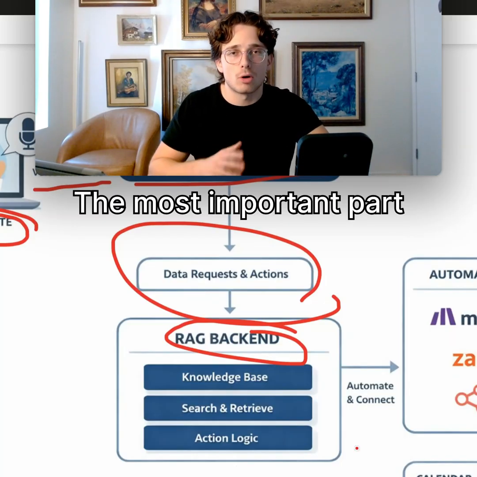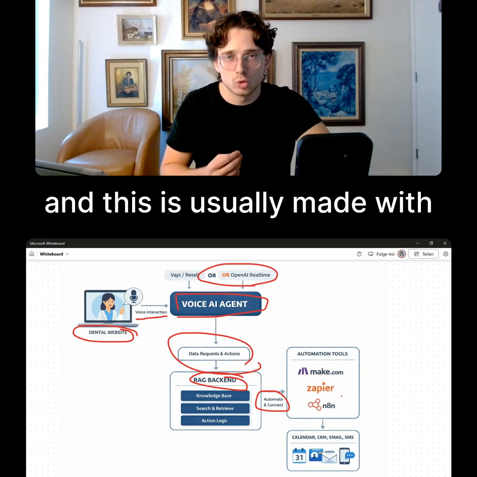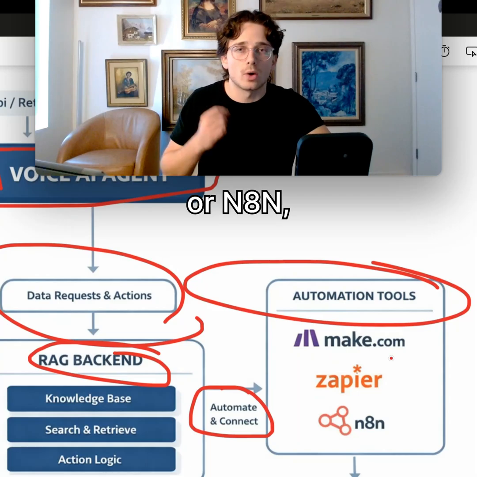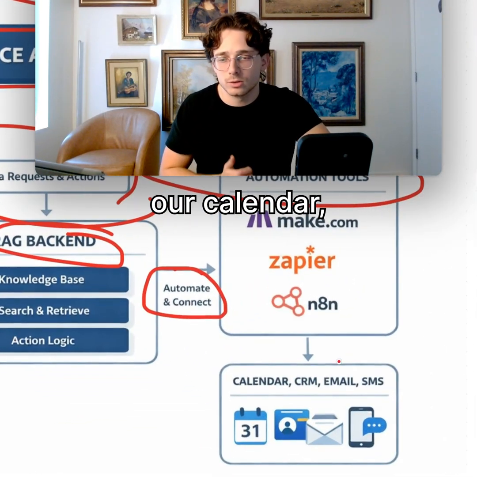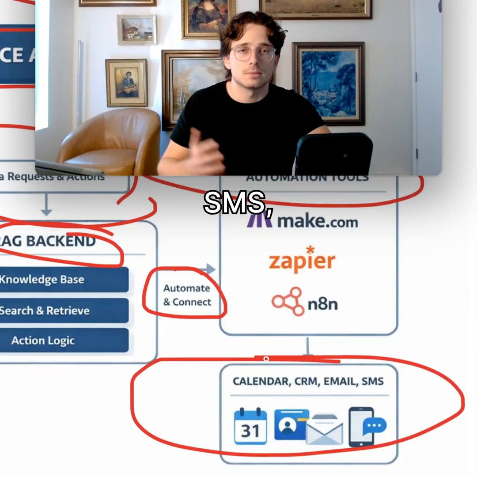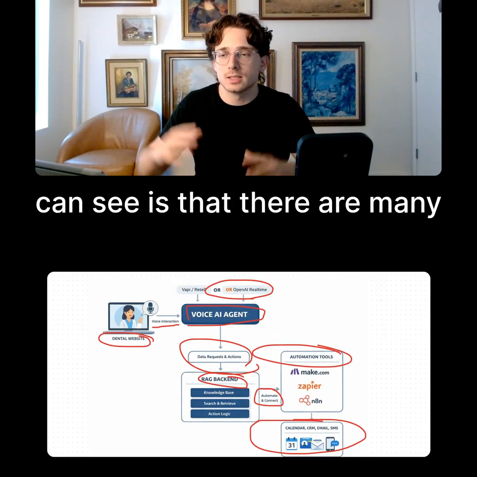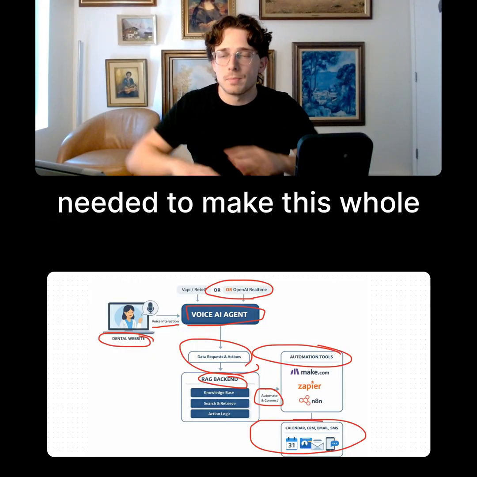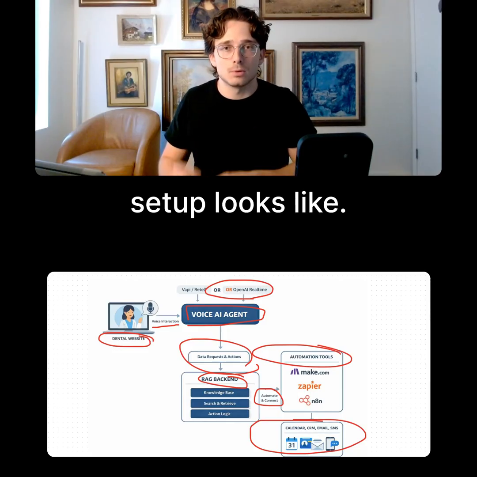The most important part afterwards is the automation and connection. This is usually made with automation tools like Make.com, Zapier, or N8N, because those help us to reach our calendar, CRM, email, SMS, phone, and much more. So the first thing that you can see is that there are many different tools and software needed to make this whole thing happen. But here's how my workflow and my setup looks right here.